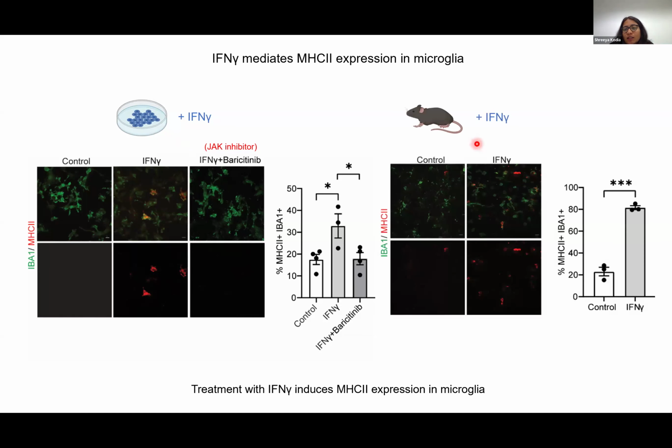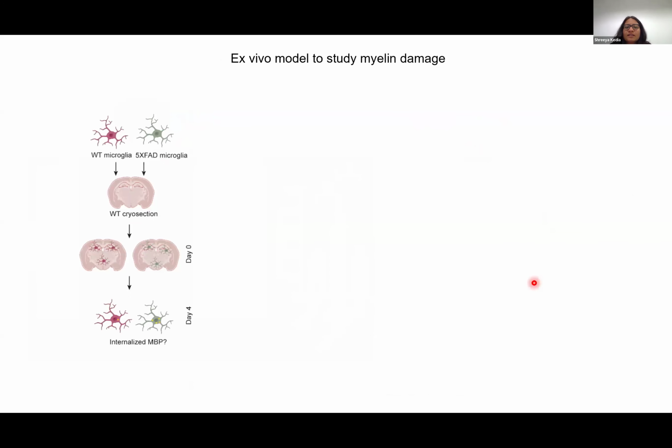Additionally, we also injected interferon gamma in the brains of wild-type animals. This resulted in upregulation of MHC2 expression in these microglia. Now, once we had a protocol to establish this expression, we decided to move to our ex vivo model to study myelin damage. How we do this is we cryosection wild-type brains and seed them with wild-type and 5XFAD microglia. We can then treat them with different things, including interferon gamma, and look at myelin damage by quantifying internalized myelin.